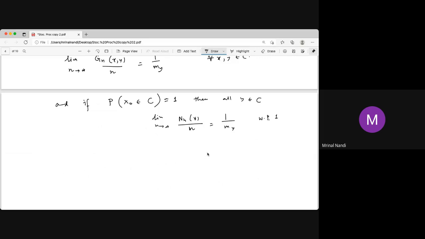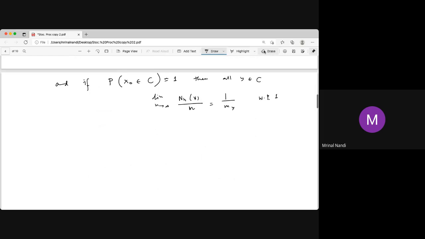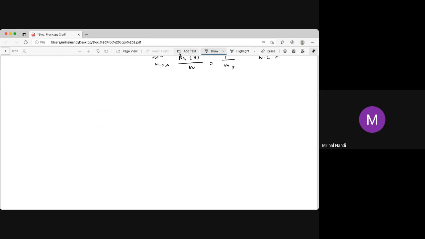This corollary leads to the important concepts called null recurrent and positive recurrent. What is null recurrent and what is positive recurrent? A recurrent state may be null recurrent or positive recurrent. A recurrent state y is called null recurrent if this m_y is infinite.